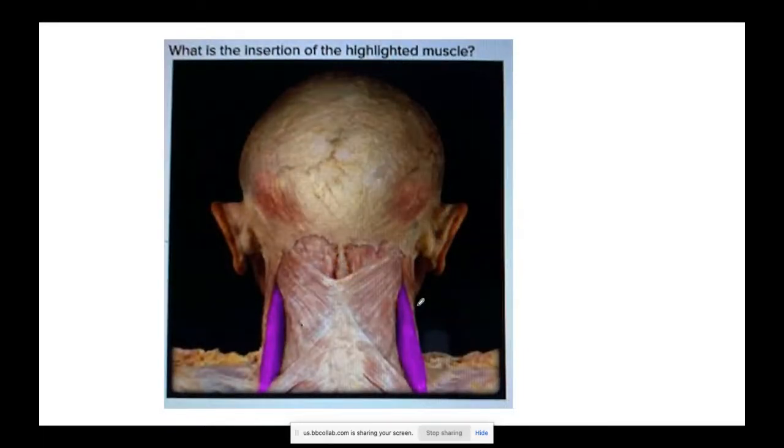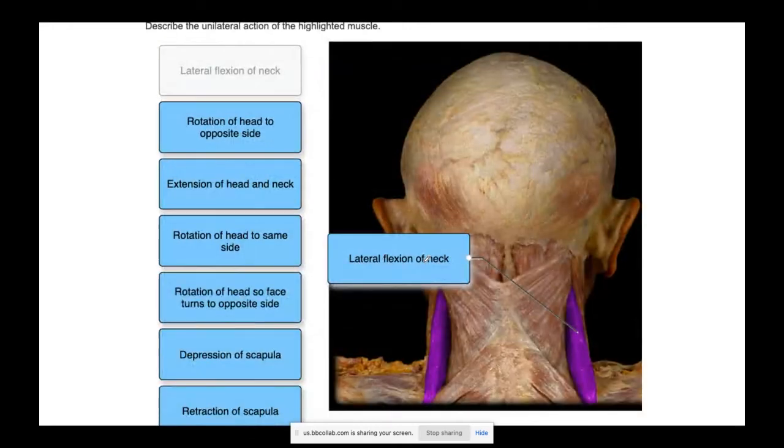What are they asking here? What is the insertion of the highlighted muscle? Okay, well, this is the levator scapula. And what I told you before was that it originated here on the superior angle, and it inserted on C1 to the C4 transverse processes. So C1 to C4 TPs, transverse processes. And again, when this one contracts, it will laterally bend or laterally flex your head. That's what they do unilaterally. Okay, so right here, that's what I put this here for you.